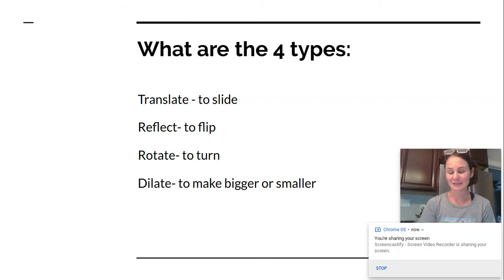Translating is taking a shape and just sliding it across the grid. Reflecting is that flip, thinking of a mirror. Rotating is taking the shape and turning it in some way. You're going to hear 90 degrees and 180 a lot. And dilate is to take something and make it bigger or smaller.